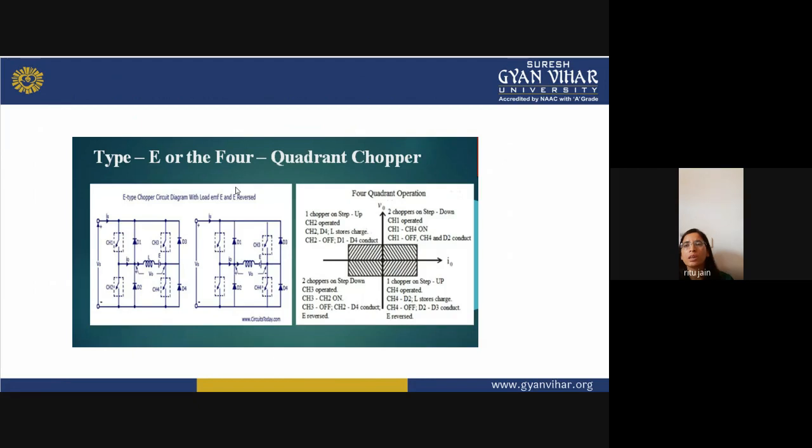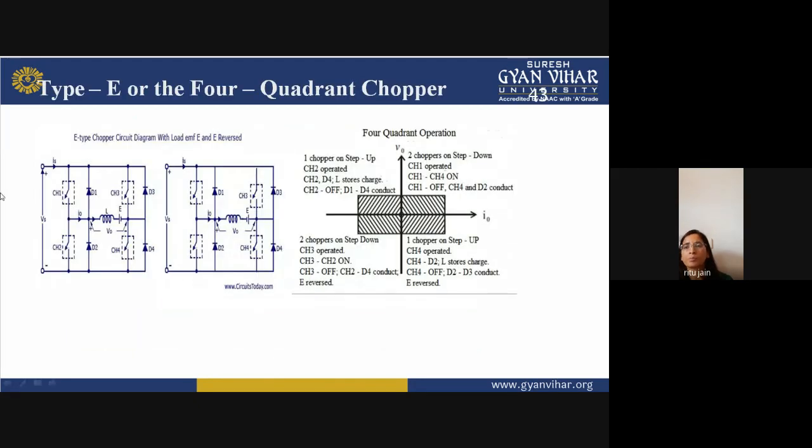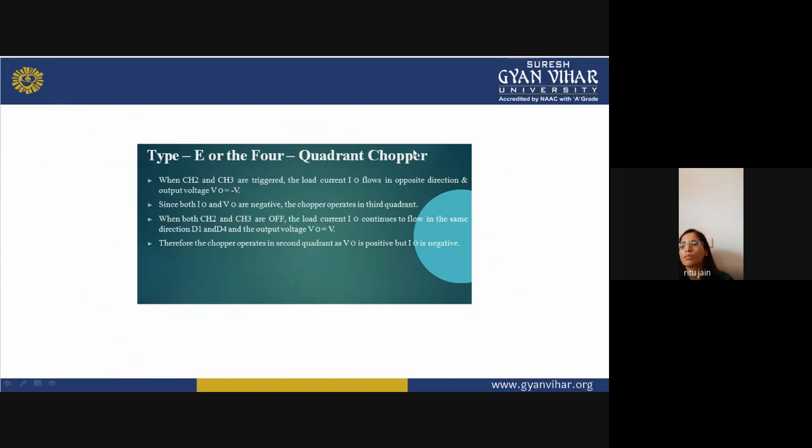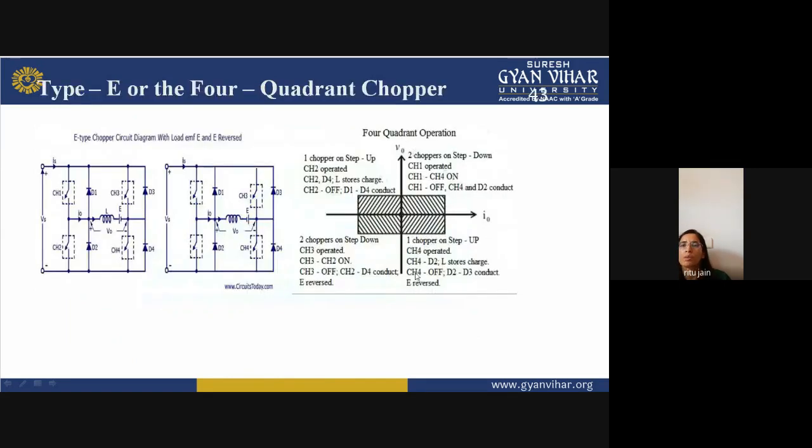So you can see from the diagram that in the first quadrant, when CH1 and CH4 are on, the current is in the positive direction and the voltage is also in the positive direction. When D2 and D3 are in operation, the current will remain in the positive direction, but the voltage will be in the negative direction.